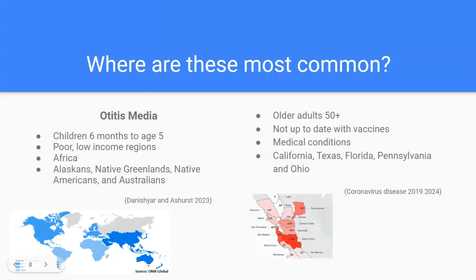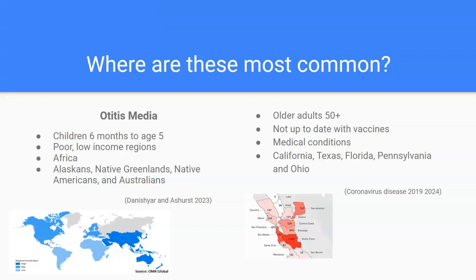Where are these most common? Otitis media is most common among children 6 months to age 5. It is also very common in poor, low-income regions because some families don't have enough income to provide healthcare for their children. Otitis media is most common in Africa. However, it also affects Alaskans, Native Greenlanders, Native Americans, and Australians.